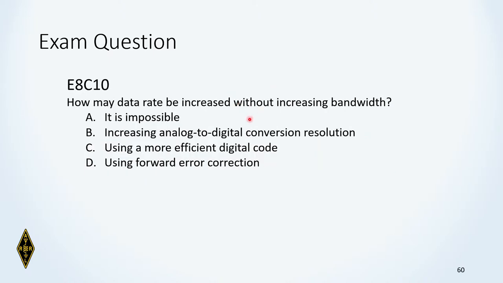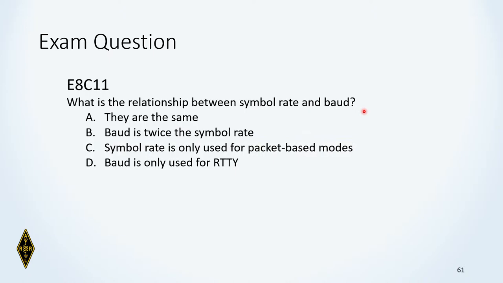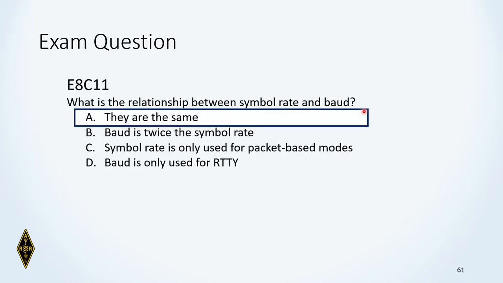How may data rate be increased without increasing the bandwidth? Another way to say this would be, how can you get a higher number of bits per second without increasing the symbol rate? Charles? Using a more efficient digital code where one symbol could represent a different number of bits. Yes. What is the relationship between symbol rate and baud? Be careful not to get caught on this one. There is none. They're the same. Yep.